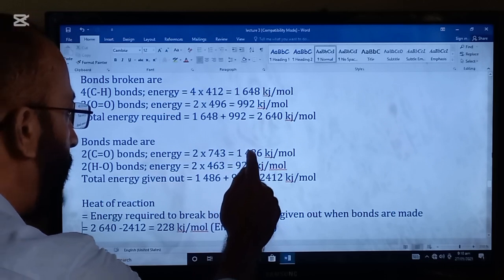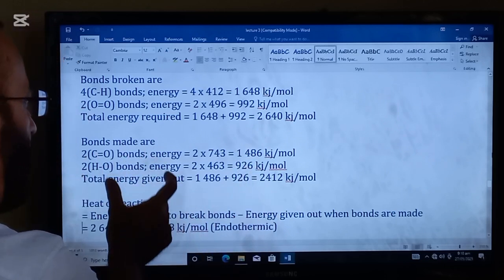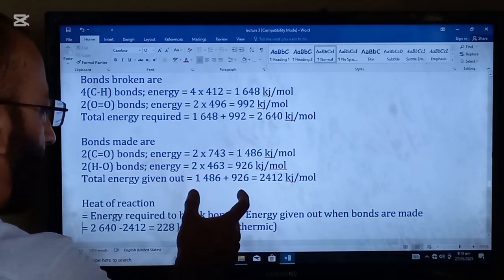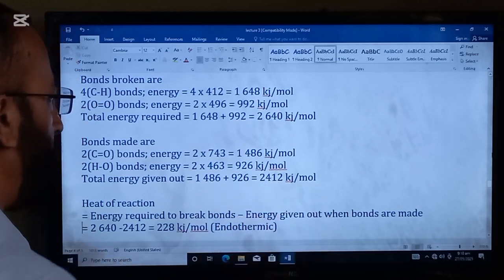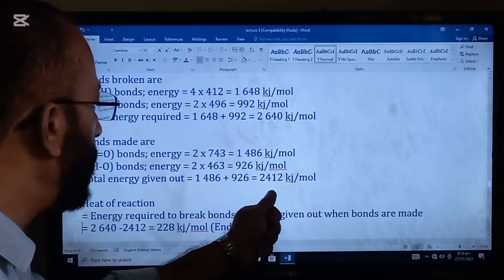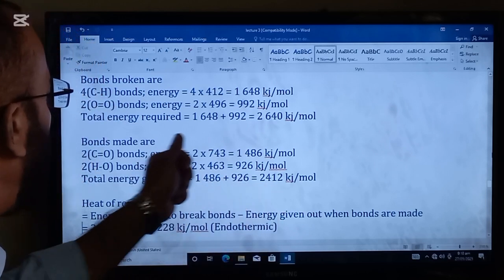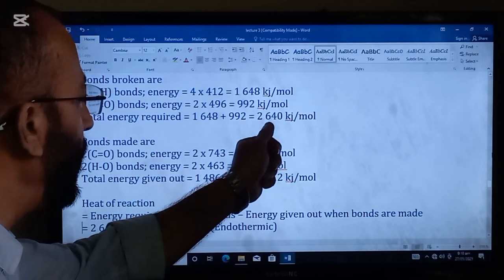Now adding these two values will give us the bond making, bond forming energy. So that will be 2412 kilojoule per mole. So this is total bond forming energy and this is total bond breaking energy.